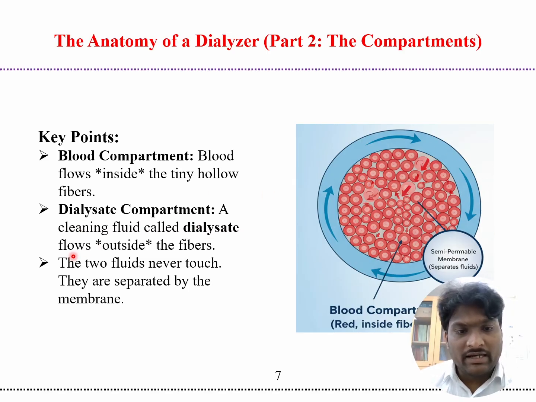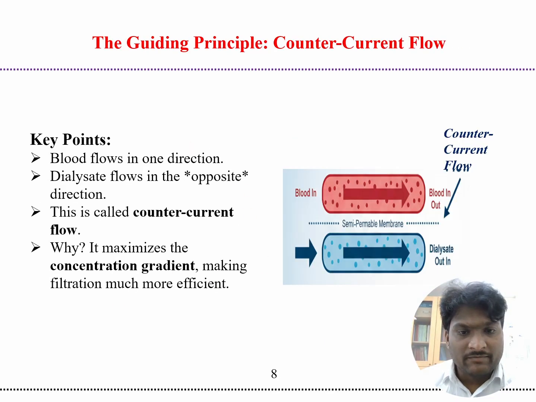In the dialysate compartment, a cleaning fluid called dialysate flows outside the fibers. You can see the blue arrows, which represent the dialysate. These two fluids never touch. They are separated by the membranes. Inside is the blood flow and outside is the dialysate flow, and they never touch each other.